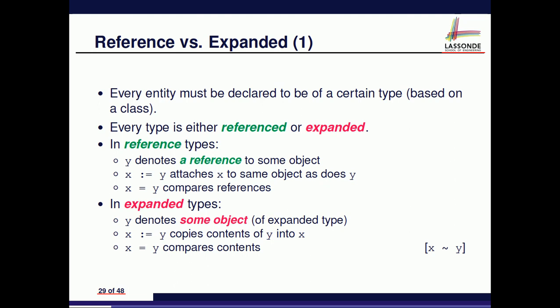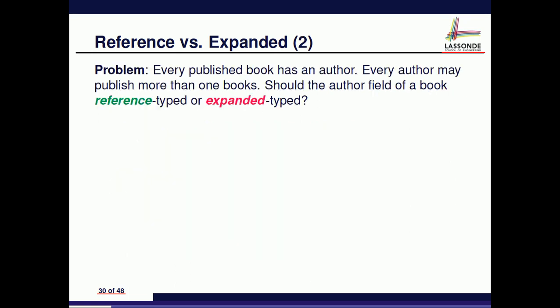Okay, one interesting issue for you to think about. How do you model or design for this particular problem? Let's say every published book has an author. Every author may publish more than one book, right? And then, for every book class, we have an attribute called author. Now, should the author attribute be reference type or expanded type? Okay, why reference, first of all? Why not expanded?